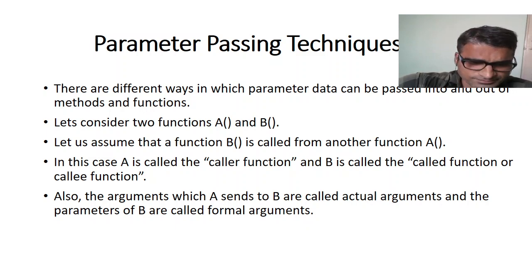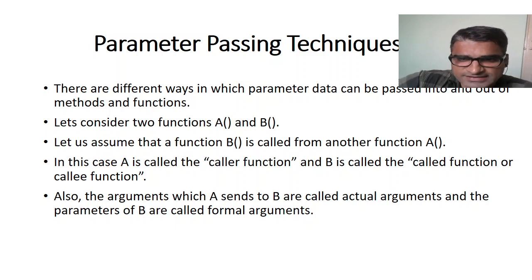So here, when function A passes the arguments to function B, those are called actual arguments or parameters. I will repeat this once again. When function A passes the arguments to function B, those arguments are called actual arguments.